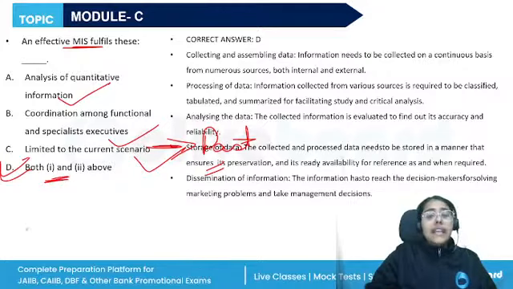So what are the steps in the MIS? Collecting and assembling data, processing of data, analyzing of data, and storage of data.